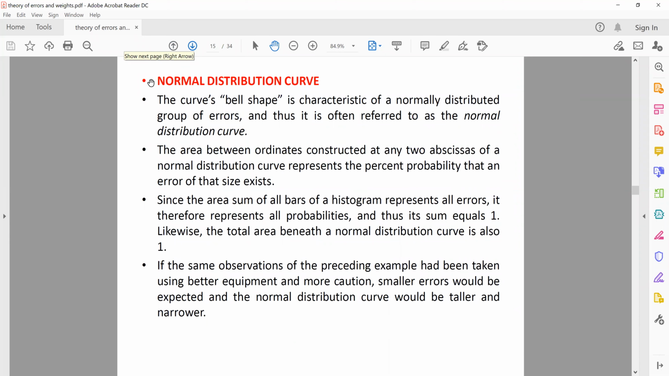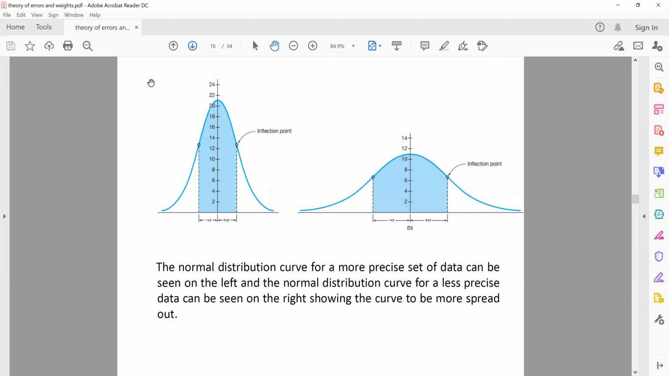If the same observations of preceding example had been taken using better equipment and more caution, smaller errors would be expected and the normal distribution curve would be taller and narrower. So let's see these two curves, one on the left and one on the right. So the difference between the two curves is that, well, the similarity is that both are normally distributed curves. But the difference is that the curve on the left is narrower and taller, and the curve on the right is smaller and it's wider.